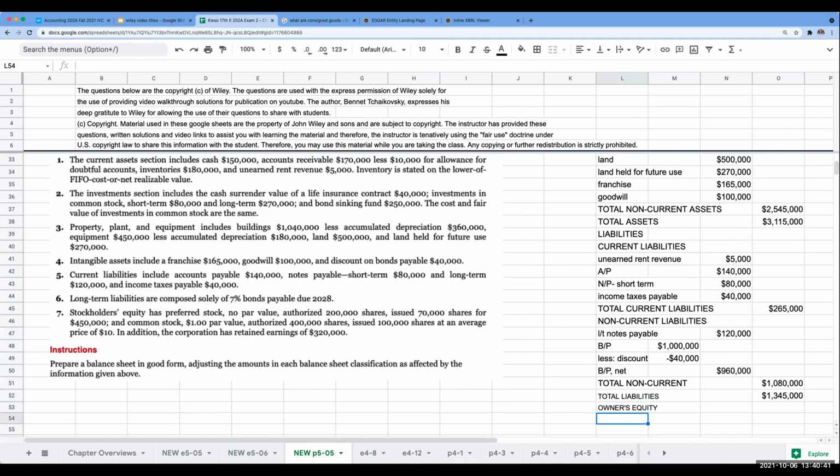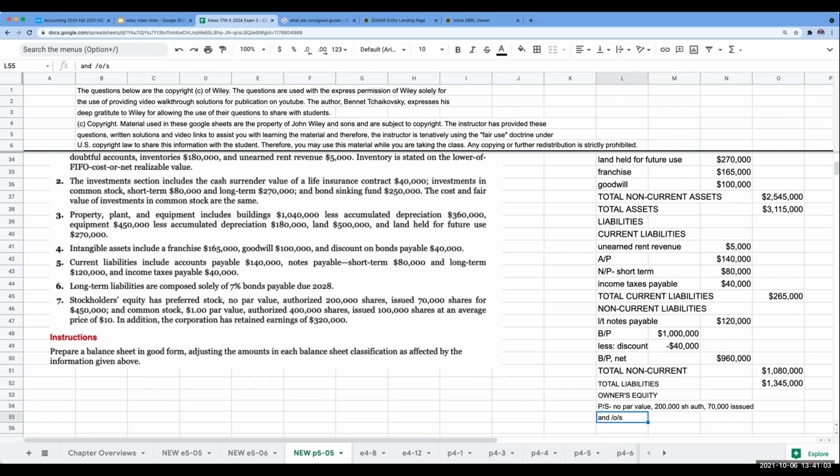Okay, so now let's take a look at owner's equity. We have over here preferred stock, no par value, 200,000 shares authorized, 70,000 shares issued and outstanding. Because it's no par value, this is just going to be the amount that it is, which is 450,000. So that's not going to go through here and change.